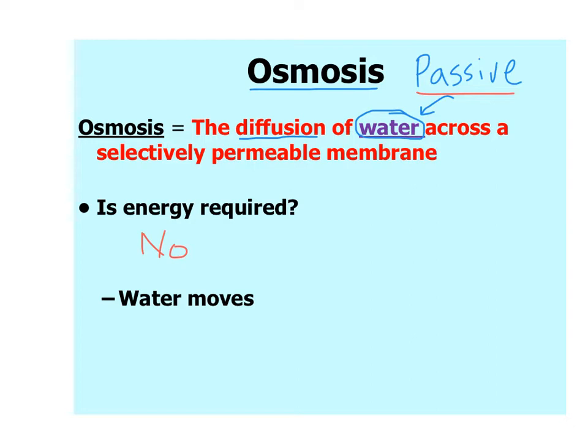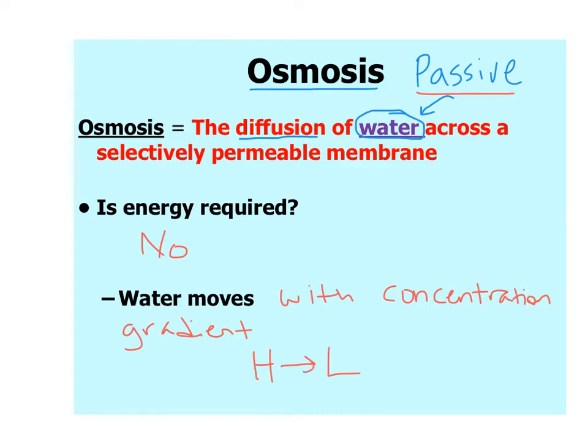Now, I probably don't need to tell you this by now, but water moves with the concentration gradient. Which all that means is water moves from high concentration of water to low concentration of water. And that's with any kind of passive transport, that's always the case. In passive transport, things are always moving with the concentration gradient from high to low concentration.